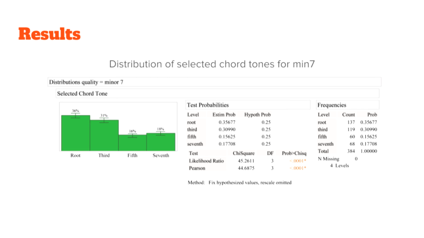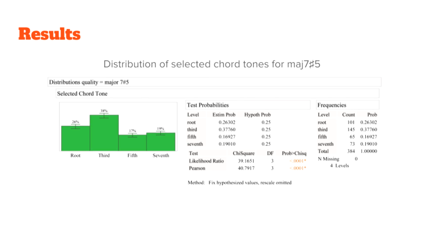Minor 7 chords, however, showed something new. The root and the third were both chosen frequently, at 36% and 31% respectively. This is consistent with the equivalence of minor 7 and major 6 chords discussed earlier. Likewise, for major 7 sharp 5 chords, while the root was chosen more often than the 5th or the 7th, the third was chosen most at 38%.